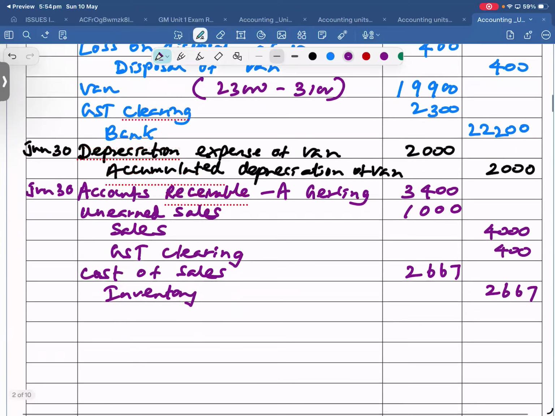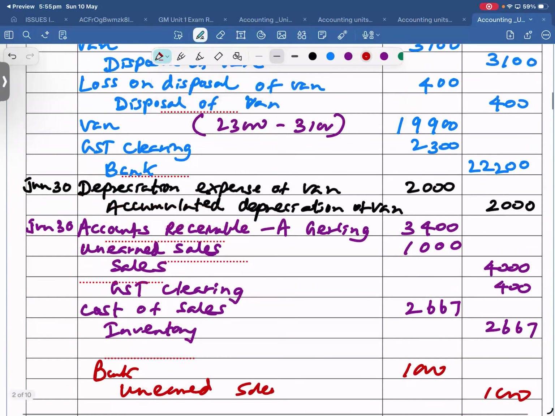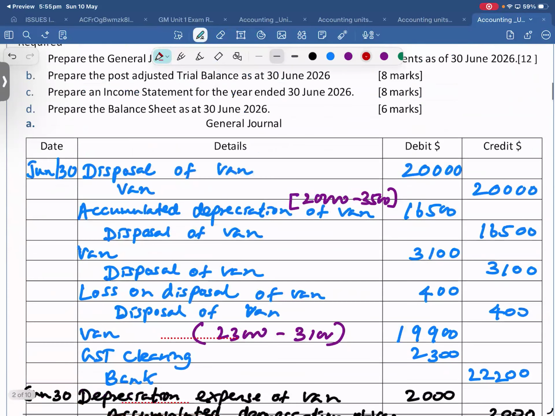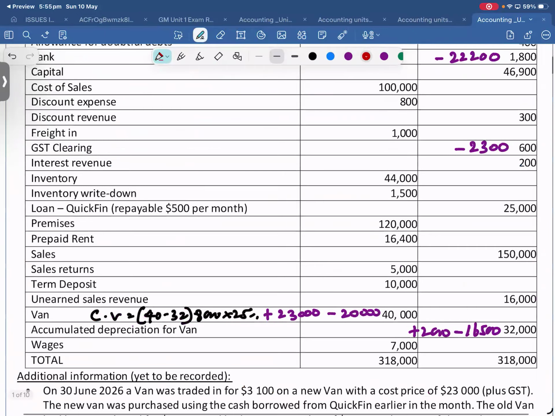They had debited the bank. Bank debit, how much? 1,000. You credit the unknown sales 1,000. Yes, this is what has happened. So that is here. Unknown sales, there is 16,000, but that 1,000 is included in the 16,000.